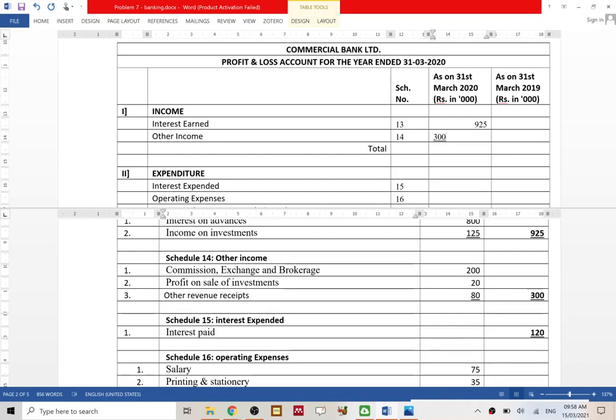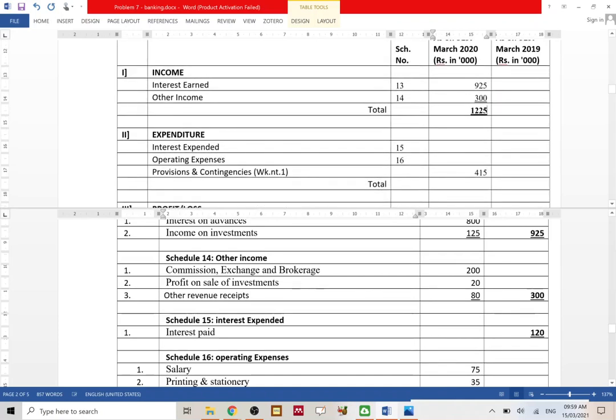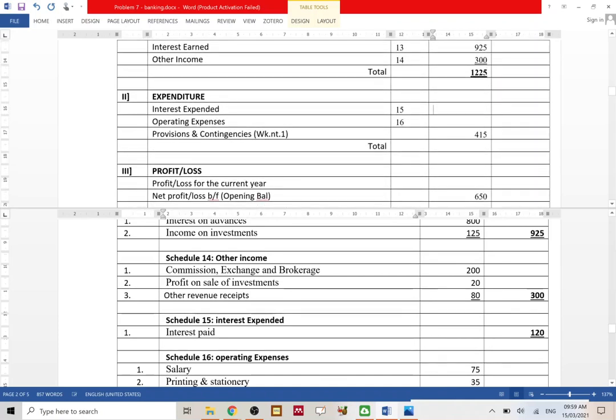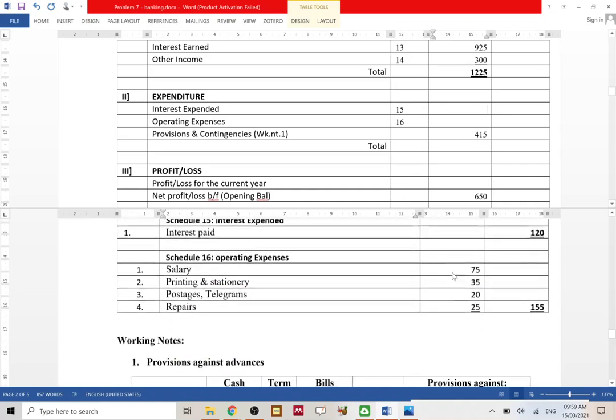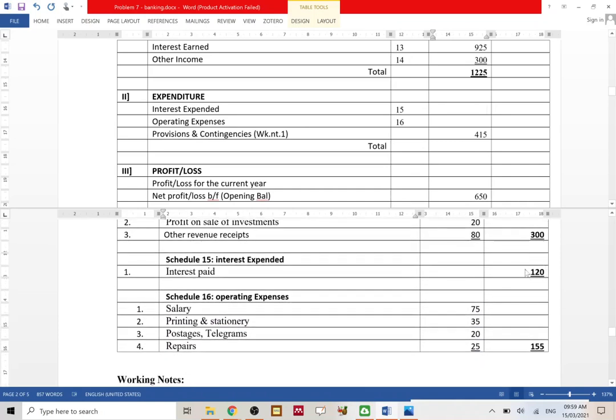Then the next one, we can write the total of these two first. 925 plus 300, 1225. This is our total income. Okay. Next is interest expended, schedule 15. The amount that we have is 120. Next, operating expenses, total amount 155.